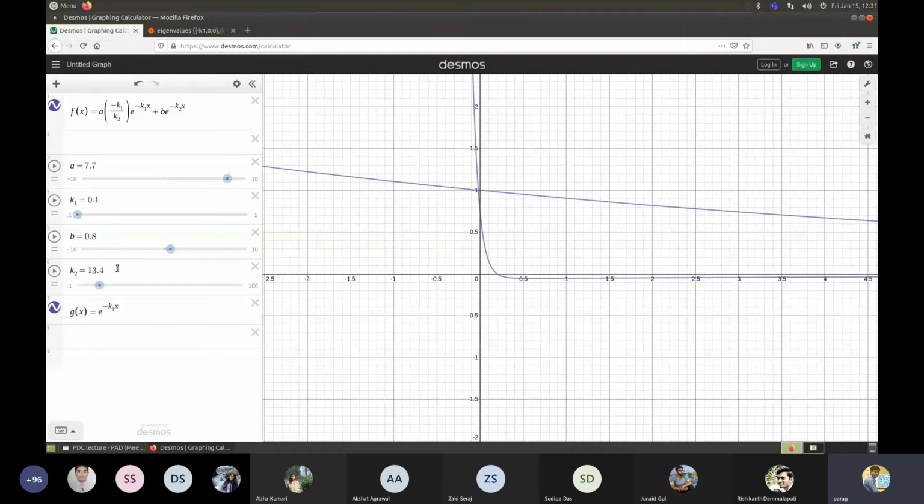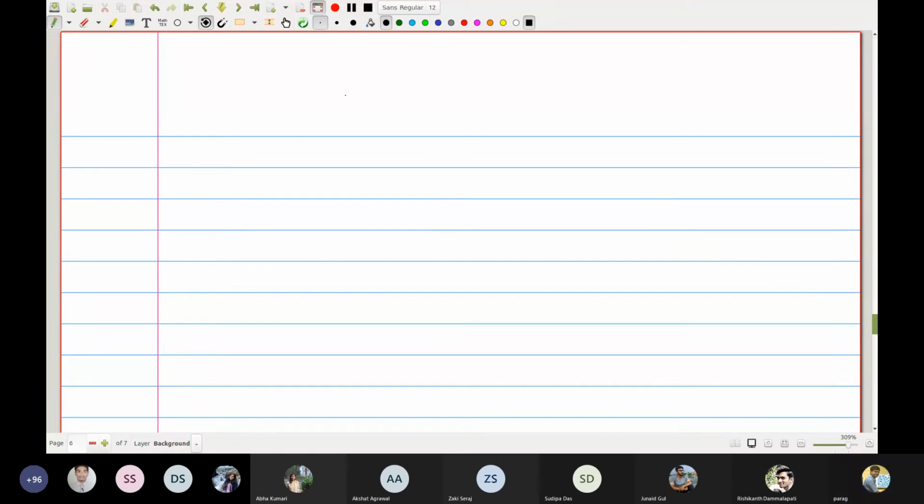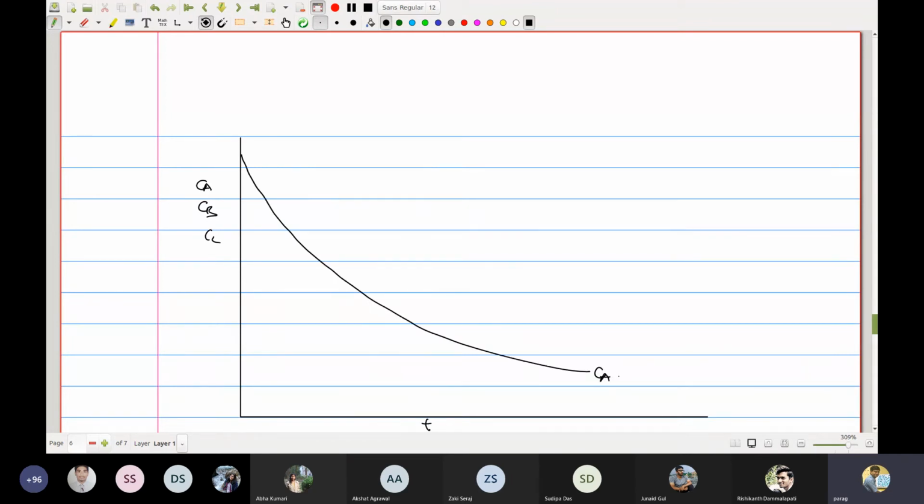And then what you will see is you can have a particular combination of K1 and K2. So currently what you are looking at is a situation like this. This is CA or CB or CC, this is time. You will see that CA always reduces. In this particular case, you have seen that CB reduces with time.